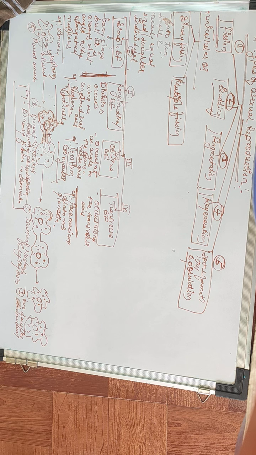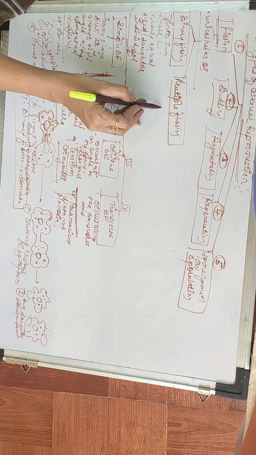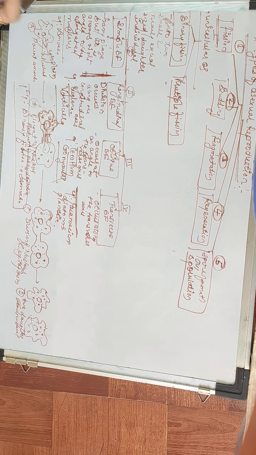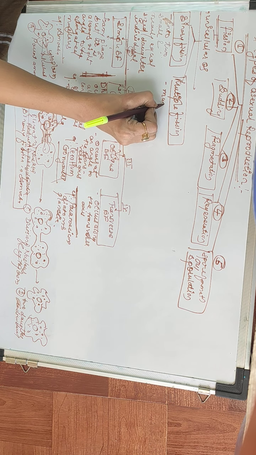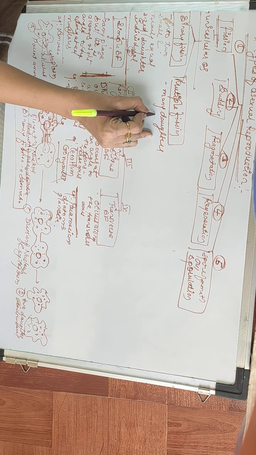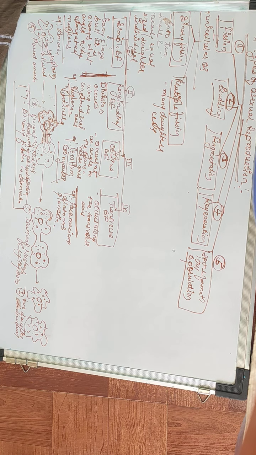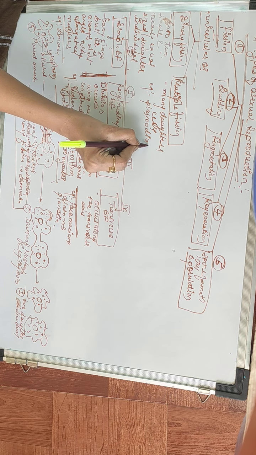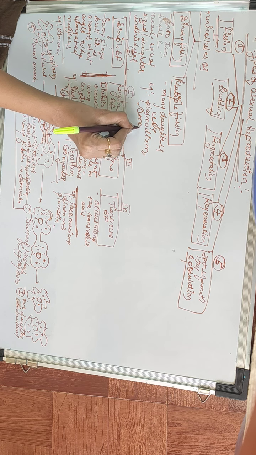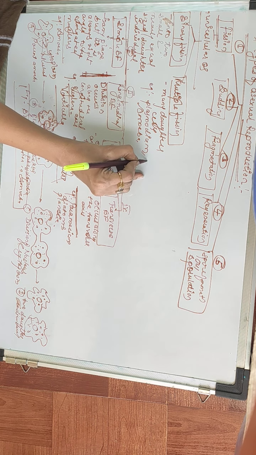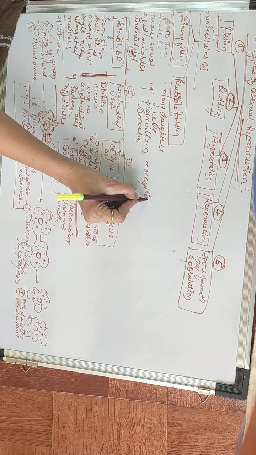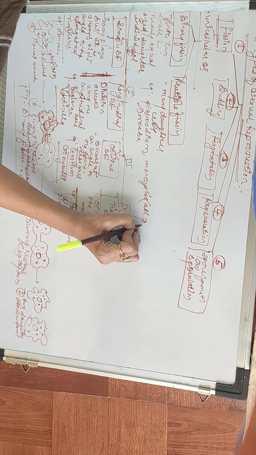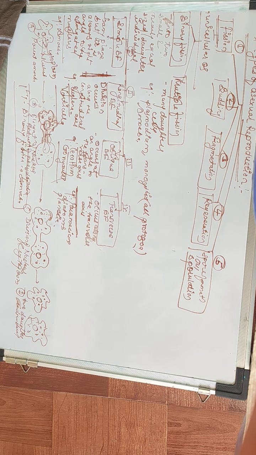Okay, then we will study multiple fission. What do we mean by multiple fission? Here it is a division of the parent body into many daughter cells, and this type of division is known as multiple fission. This type of division occurs in plasmodium, it also occurs in amoeba, and monocystis, it means all the protozoa. Okay, this is called multiple fission.